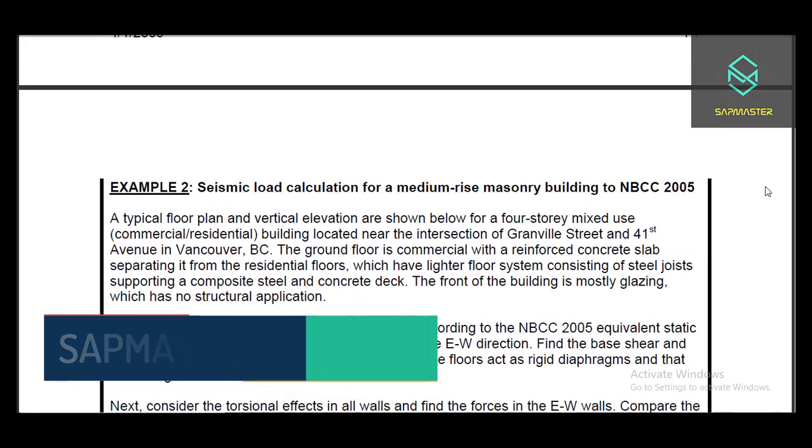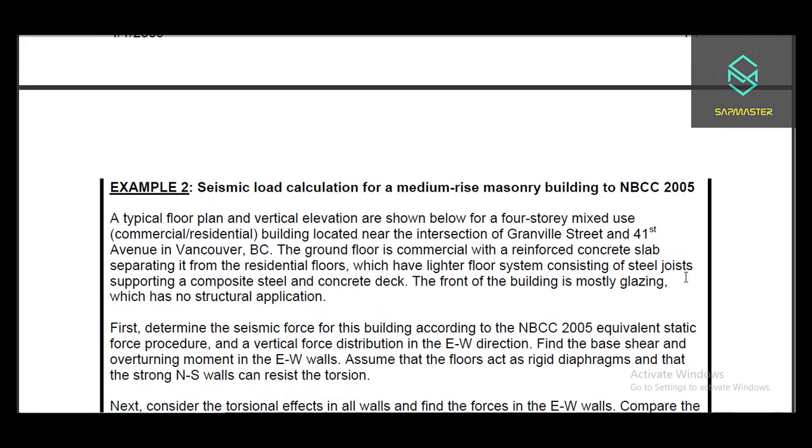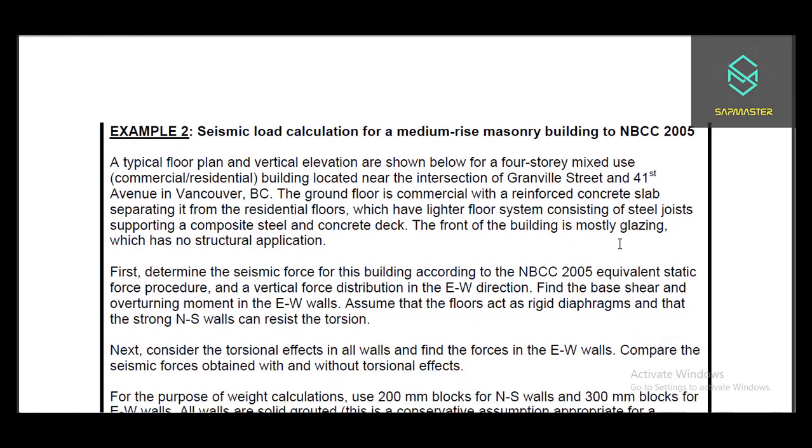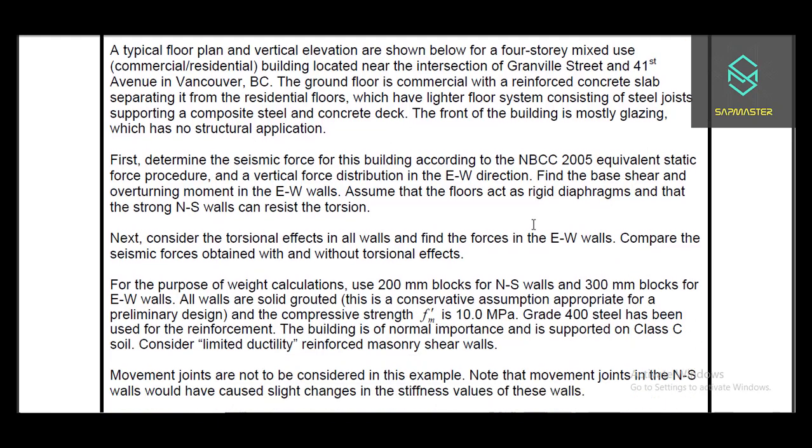As you can see here, it's a typical floor plan and vertical elevations are shown below for a 4-story mixed use, commercial and residential building located near the intersection of Granville Street and 41st Avenue in Vancouver, BC. The ground floor is commercial with a reinforced concrete slab separating it from the residential floors, which have a lighter floor system consisting of steel joists supporting a composite steel and concrete deck. The front of the building is mostly glazing. It has windows, so it doesn't have any structural application.